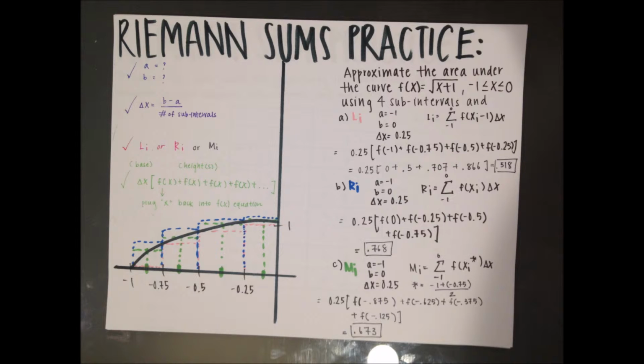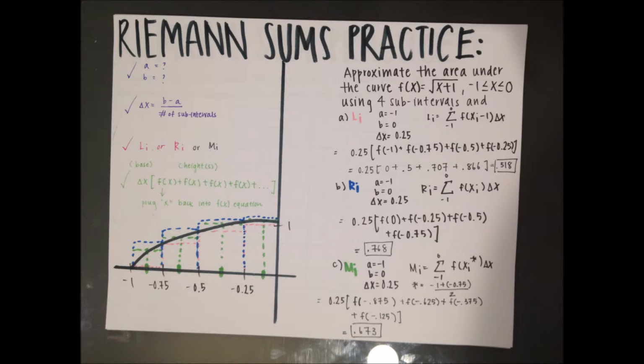The example problem says, approximate the area under the curve f of x equals square root of x plus 1 from the interval of -1 to 0 using 4 subintervals, and find left-hand approximations, right-hand approximations, and midpoint approximations. For the left-hand approximation, a is -1 and b is 0. This is the same for right-hand approximations and midpoint approximations. The delta x, or base of the rectangle, is 0.25. Because we are using 4 subintervals, this is the same for right-hand and midpoint approximations as well.